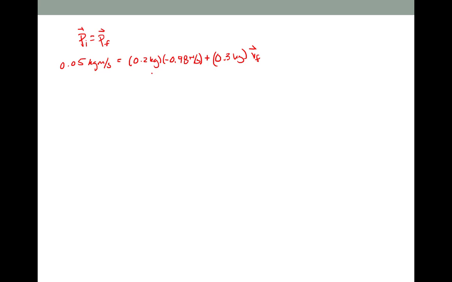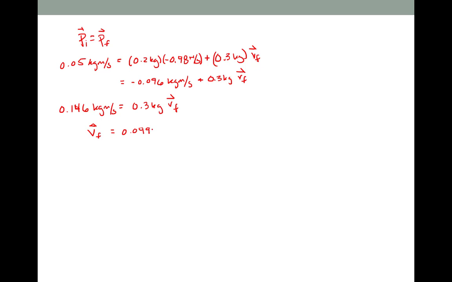Okay. So 0.2 times negative 0.48 is negative 0.096 kilogram meters per second plus 0.3 kilograms times V final. Moving the 0.096 to the other side results in 0.146 kilogram meters per second equals 0.3 kilograms times V final. Or in other words, V final is 0.49 meters per second. And we note that, hey, it's positive, which means this puck is moving to the right, because positive in our coordinate system was to the right.